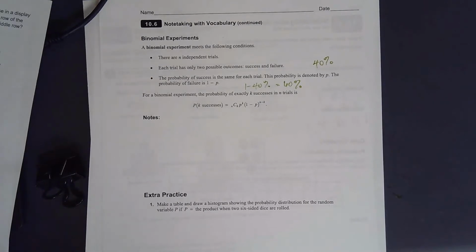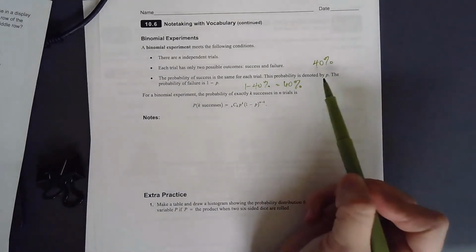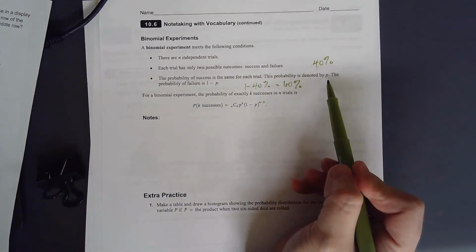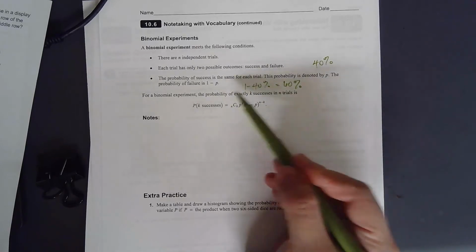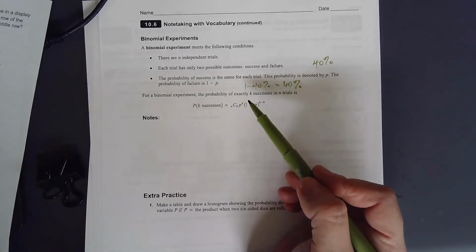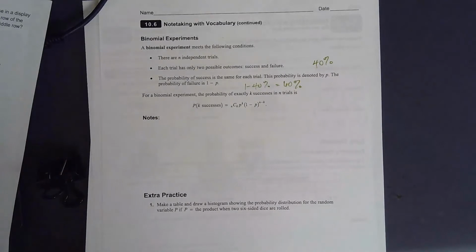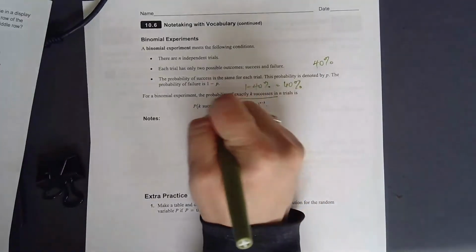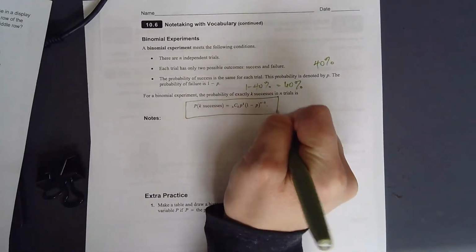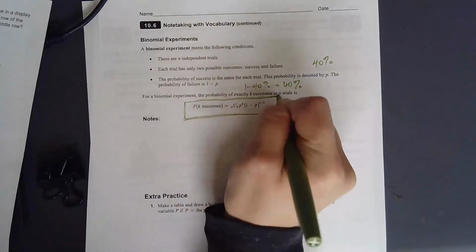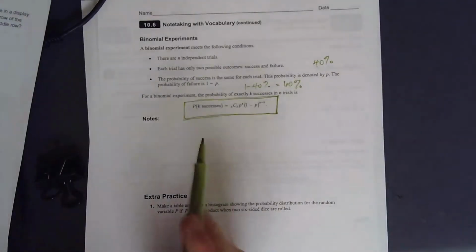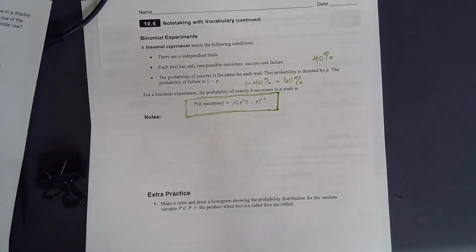So that's all that's really saying. When you see this formula, we're going to be using P and 1 minus P. P represents the probability of success, and 1 minus P is the probability of failure. Here is the formula that we're going to use for this binomial experiment, the probability of K successes. K stands for the number of times that you're doing it.